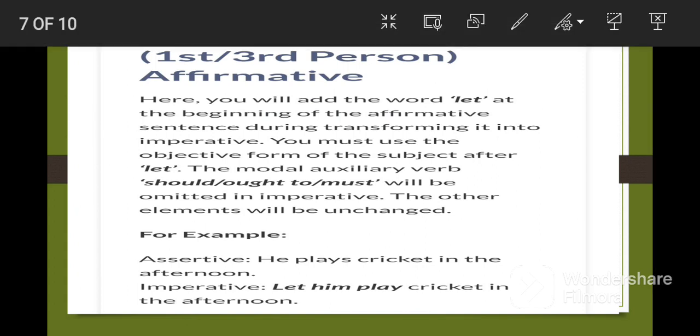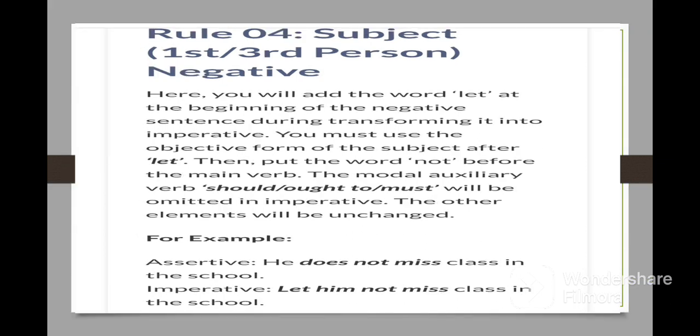Now let us see rule number 3. Here you will add the word let at the beginning of the affirmative sentence while transforming it into imperative. You must use the objective form of the subject after let. The modal auxiliary verb, should or ought to or must, will be omitted in the imperative. The other elements will be unchanged. See the example here: He plays cricket in the afternoon. So here you have to start the sentence with let when you are changing into imperative. Say let, and what will you use here? Him. Let him play cricket in the afternoon. Understood?